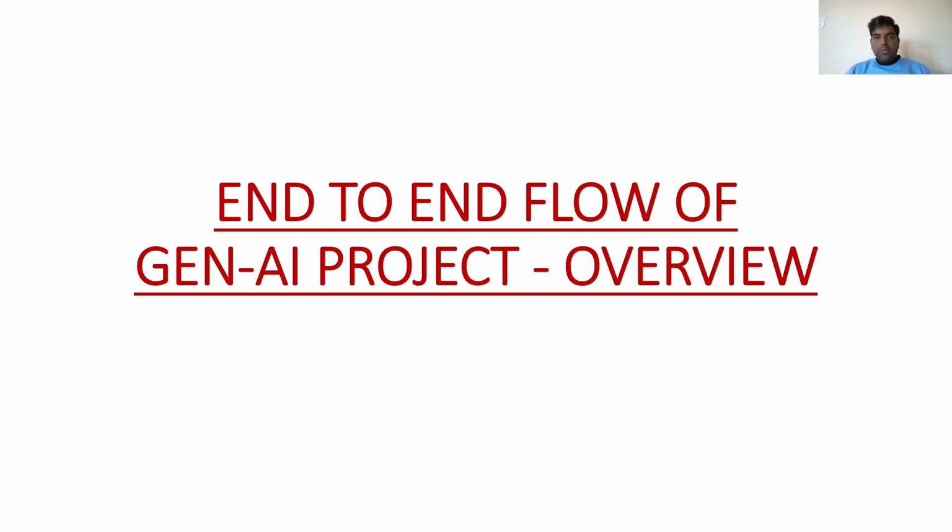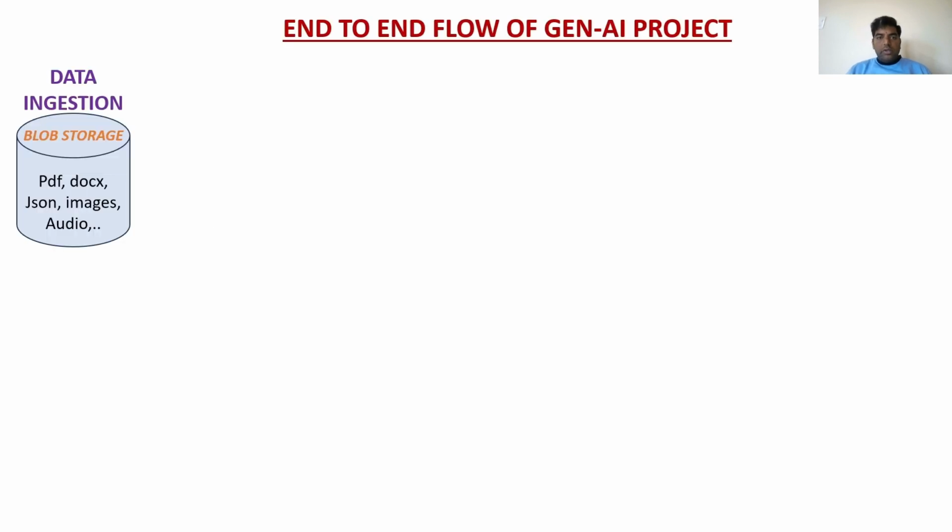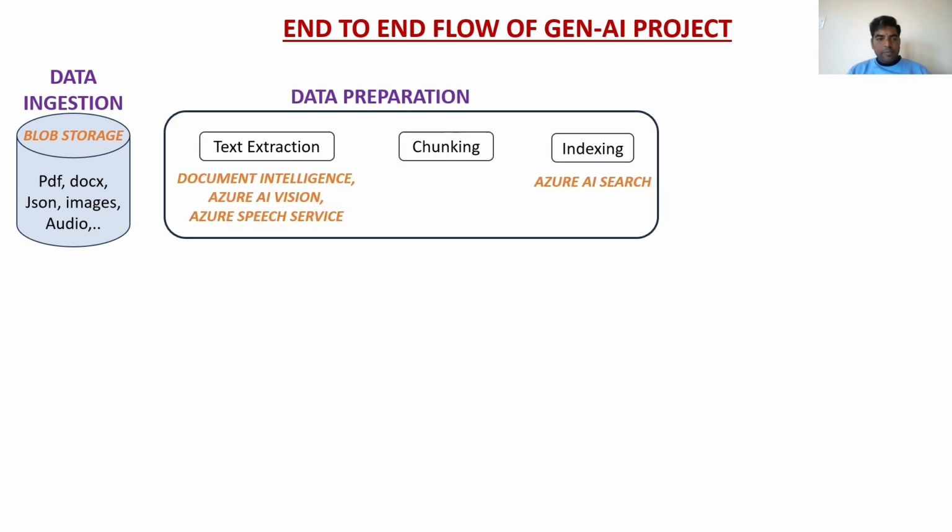Today we'll be discussing all the steps involved in a GenAI project. So the first step would be data ingestion. In every AI or data science or GenAI project, data is very important and it needs to be ingested. The data can be in PDF format, Word document, JSON, images, audio, video, and so on. So we will be ingesting all this data into the ecosystem that we want to work in.